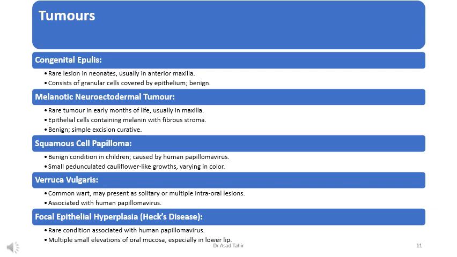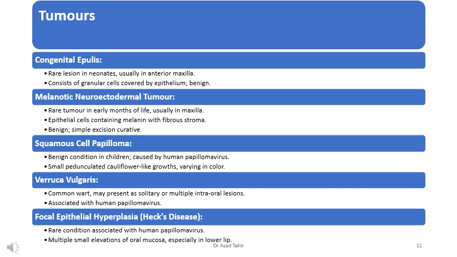Melanotic neuroectodermal tumor: a rare tumor in the early months of life, usually in the maxilla. Epithelial cells containing melanin with fibrous stroma. Benign, simple excision is curative. Squamous cell papilloma: a benign condition in children, caused by human papillomavirus. Small pedunculated cauliflower-like growths, varying in color.